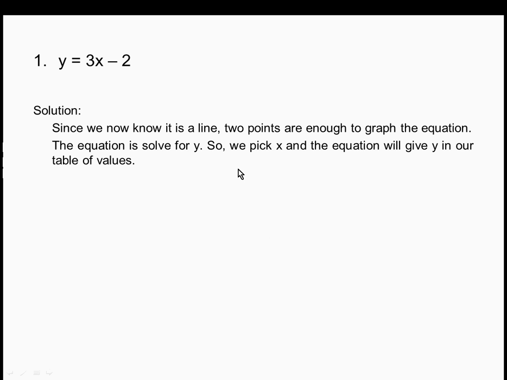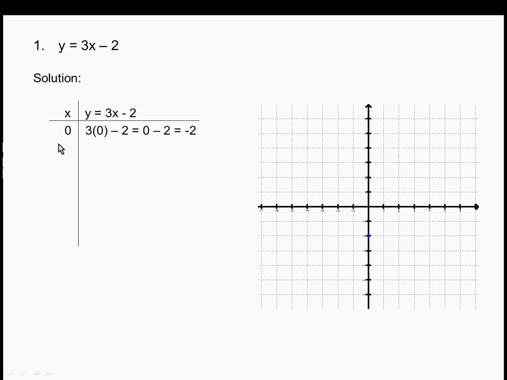So since it says y equals, we pick x. You can pick any values for x you like. Any. You have to pick easy ones because remember, you're looking for points that are on the line. So you pick x and the equation will give y. So I'm going to pick a nice easy value for x. I'm going to pick 0. So if x is 0, I have 3 times 0 minus 2, which is 0 minus 2, I get negative 2. So I plot the point 0, negative 2, which is right here, my little blue dot there.